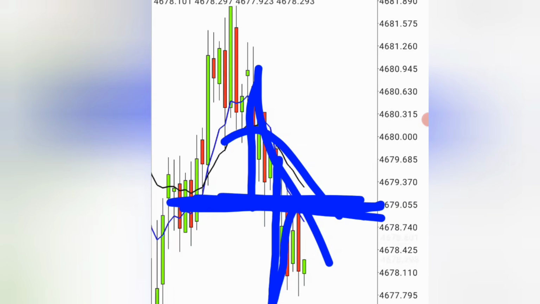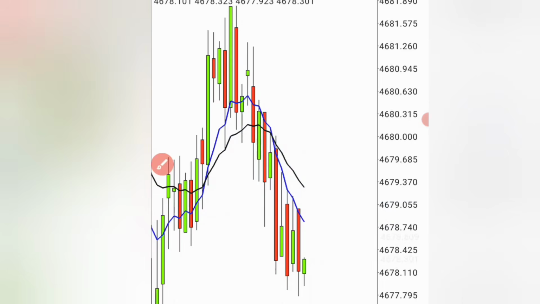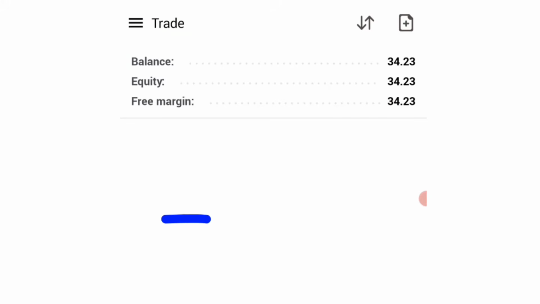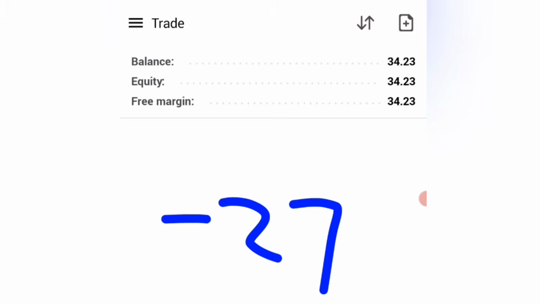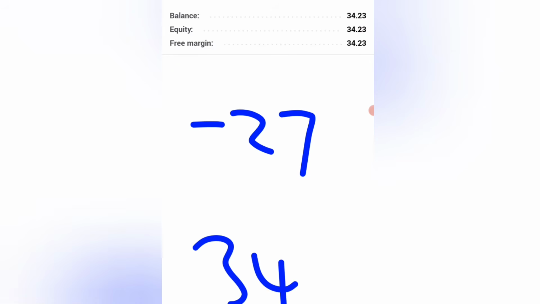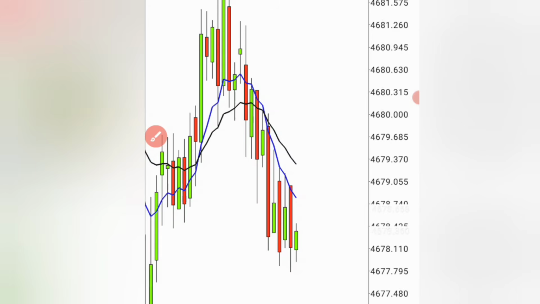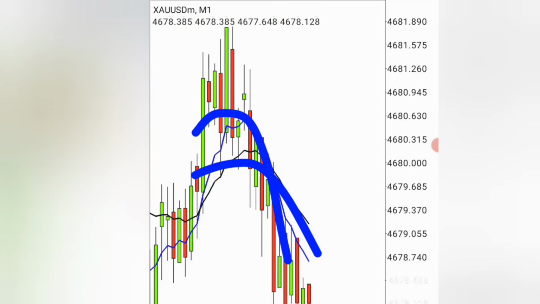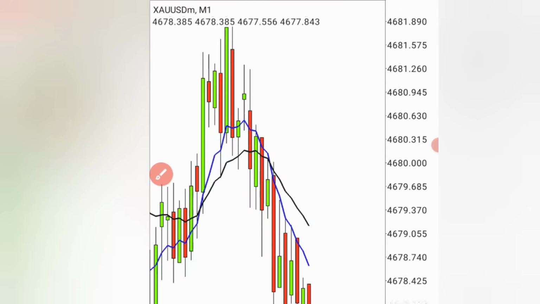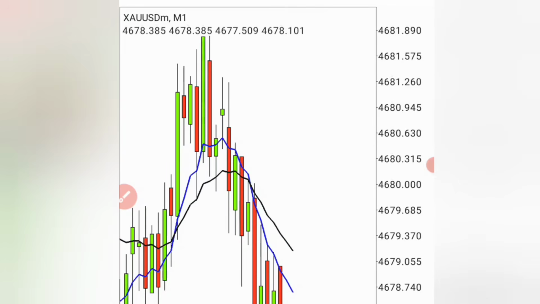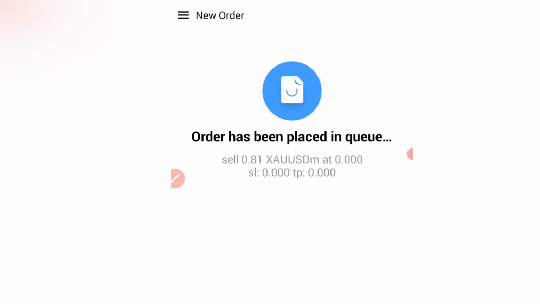Very simple, very straightforward, and by using these two simple indicators, we have now recovered our loss of over $27, and now our account is over $34. Should we close everything right now, or do you need to see more ways on how you can make money with these two indicators? Right now these two indicators have helped us to recover the loss. But to see if this strategy is really powerful, let's enter a short trade right now.